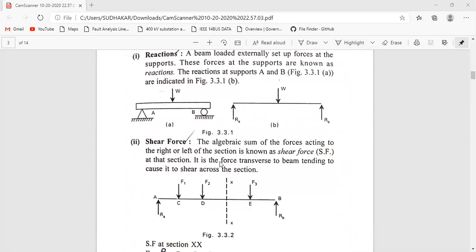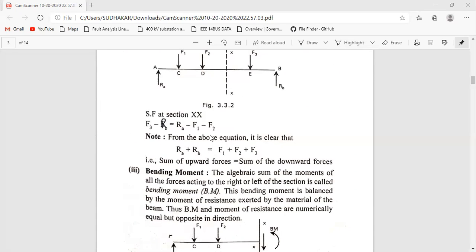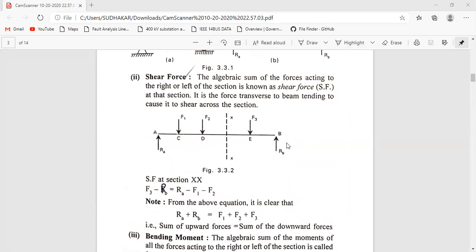Now the shear force. What is meant by shear force? It is the algebraic sum of the forces on one side of the section. The shear force due to the right side of the section will be equal to that of the left side of the section. Here also, RA plus RB, all the upward forces, will equal all the downward forces. We are just considering here RA plus RB equals F1 plus F2 plus F3.